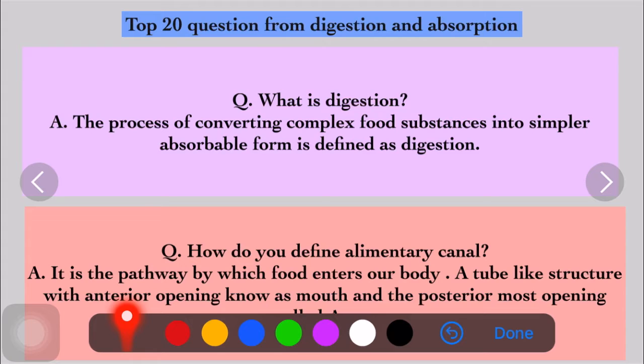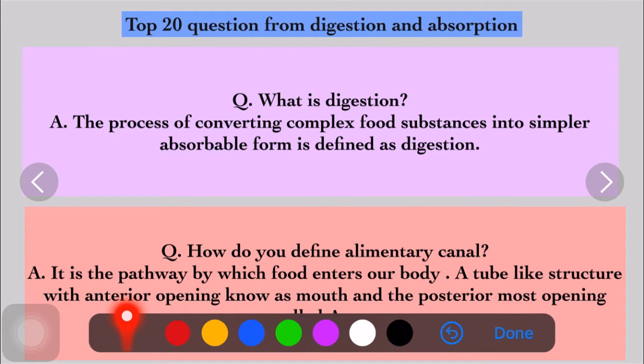Today we'll be discussing top 20 questions from the topic digestion and absorption, which are asked in the form of 1 or 2 marks question in all the subjective exams. So the first question which is being asked from this topic is, what is digestion?